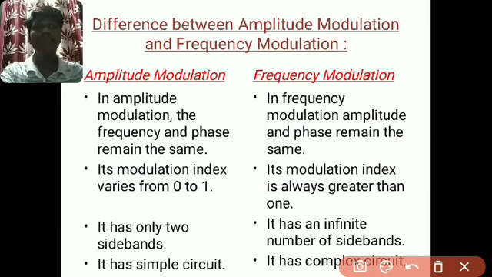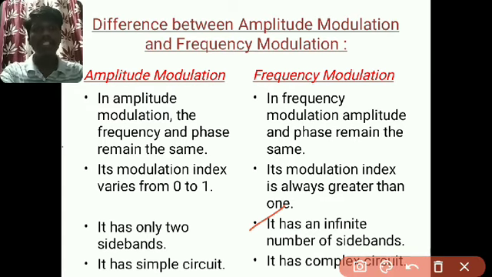Frequency modulation has an infinite number of sidebands. We have to see the diagram. Amplitude modulation has only two sidebands, the upper sideband and lower sideband frequency, mVc divided by 2 each, and FC plus Fs and FC minus Fs gives 2Fs, which is known as the bandwidth. But frequency modulation has an infinite number of sidebands: FC, FC plus FM, FC plus 2FM, FC plus 3FM, FC plus 4FM, FC plus 5FM. It means the oscillation will decrease, and the amplitude of the carrier wave remains constant.